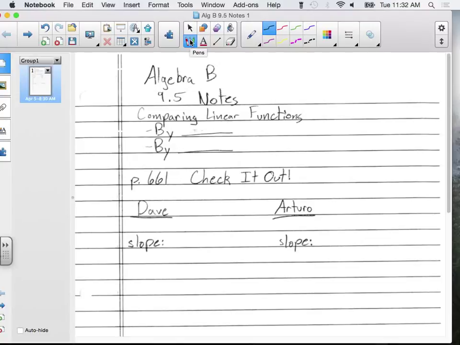Alright, so we will be moving on to section 9.5, and what this is dealing with is comparing different kinds of functions together. Today we're just going to be dealing with linear ones. There are two ways we can compare linear functions. One of them is by slope, by comparing their slopes together. And then the other way is by their y-intercepts.